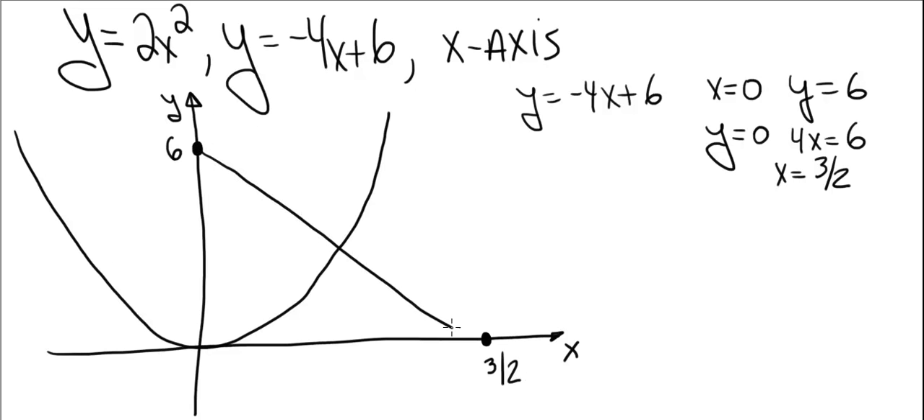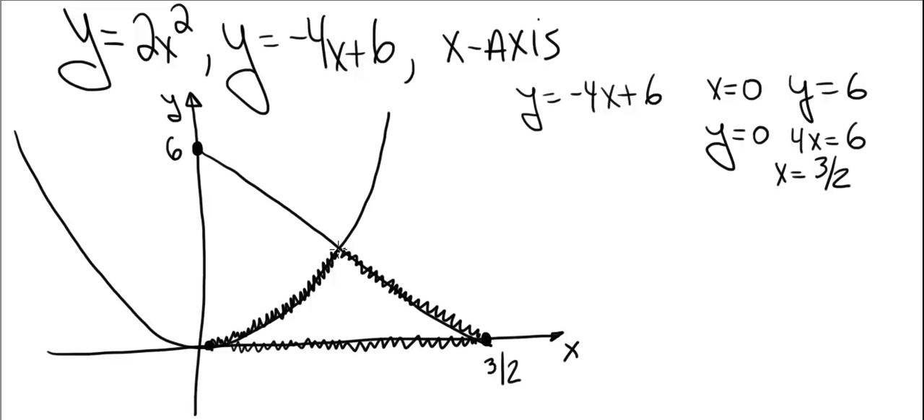That determines our region. Our region has to have borders that are the 3 functions outlined in the beginning of the problem. This is the parabola, 2x squared. This is the line minus 4x plus 6. And the third part of the border is the x-axis, which is right here.